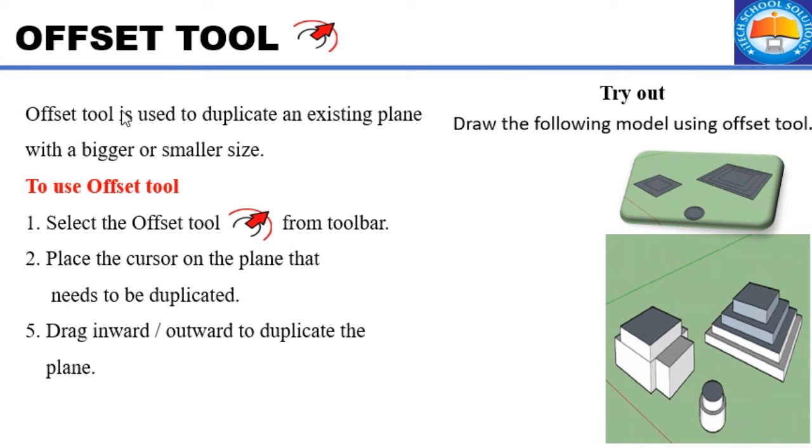Offset tool. Offset tool is used to duplicate an existing plane with a bigger or smaller size. To use offset tool, select the offset tool from toolbar. Place the cursor on the plane that needs to be duplicated. Drag inward or outward to duplicate the plane.